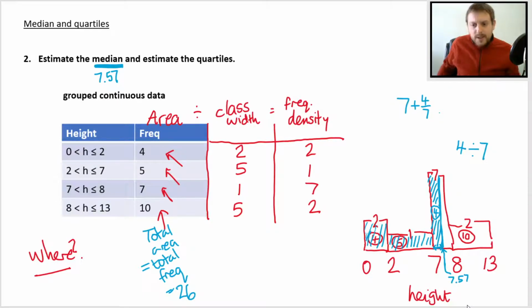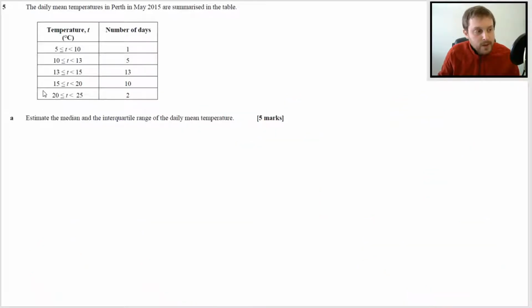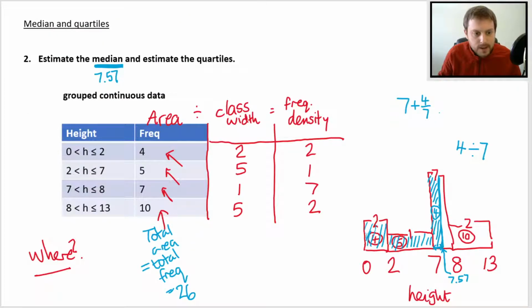Now, in terms of estimating the quartiles, I will talk about how to do it, and then we'll model it for this question, because otherwise there's just going to be too much basically. So what you would want for the lower quartile is 1/4 of the area from the left. So you would do 26 divided by 4, because the total area is 26. So 26 divided by 4 is 6.5. So you would have 4, and then you would want an area of 2.5.